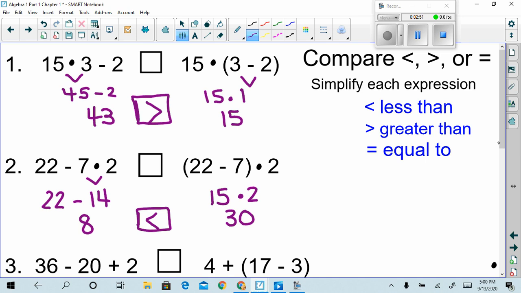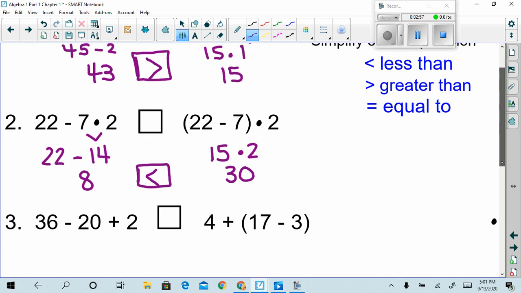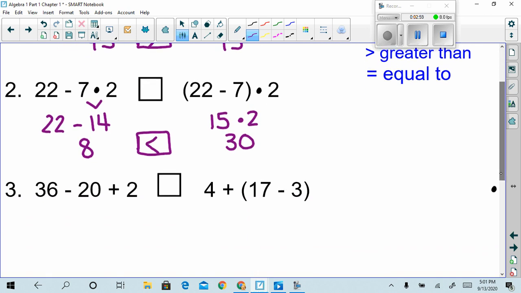Now, I'm doing these mentally or with paper and pencil. You can check it with a calculator if you feel you should. Last one. So, a subtraction and an addition, but my left to right rule tells me to go this direction first. I'm going to get 16 plus 2, which simplifies now to 18.